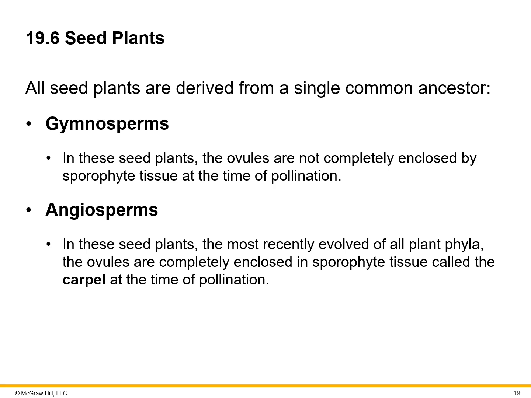All right, now all of the seed plants come from a common ancestor. So we have gymnosperms. These are seeded plants where the ovule is not completely enclosed by the sporophyte at the time of pollination. So it's slightly opened. Whereas in the angiosperms, the seeded plants that most recently evolved, the ovule is completely enclosed inside of a tissue called the carpel at the time of pollination. So in gymnosperms the egg is slightly opened up, not completely enclosed, whereas in the angiosperms the ovule and the eggs are completely enclosed.